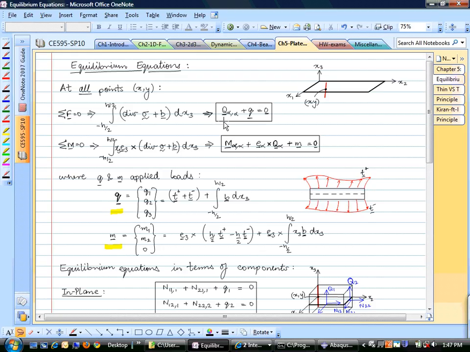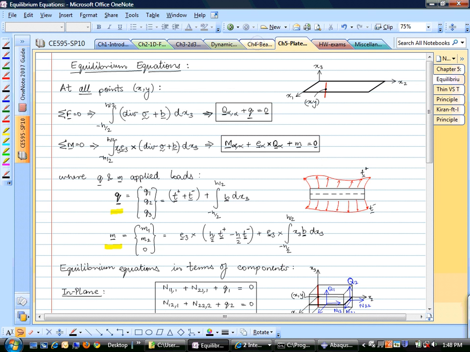And this is also very similar to div of sigma plus b. This is a derivative of the shear forces plus the applied load q is equal to 0. Similarly, if you write out sum of moments is equal to 0 and just integrate it over the length of this fiber, what you get is this derivative of bending moments plus shear force plus applied moments is equal to 0. Hopefully you remember a very similar form for the beams.